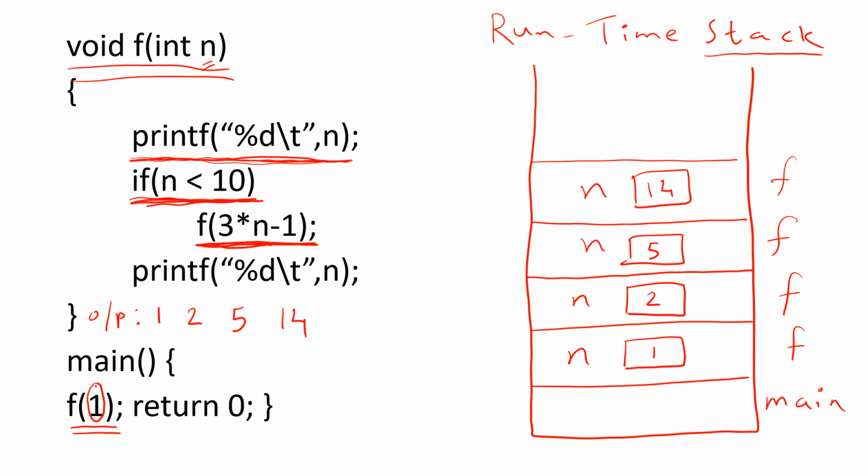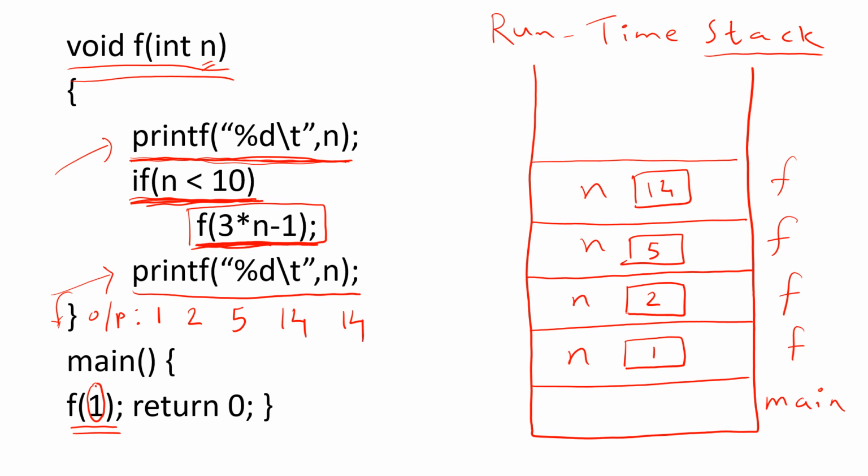You check this condition, 14 less than 10 is false. So now you will not make this recursive call. So you will directly come to this printf statement, which prints the value of n. What is that? 14. So you print 14 again. The first 14 was printed due to this printf, and the next 14 is printed due to this printf. So twice 14 would be printed, and then we exit from the function.